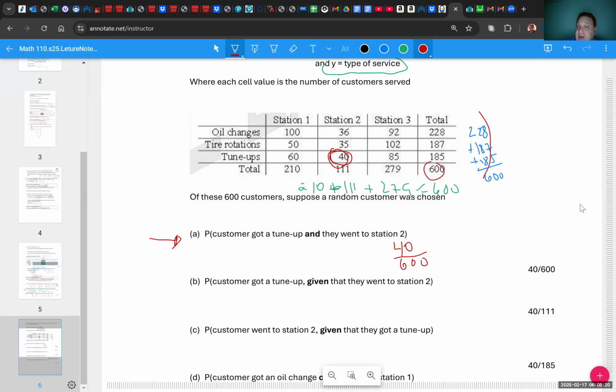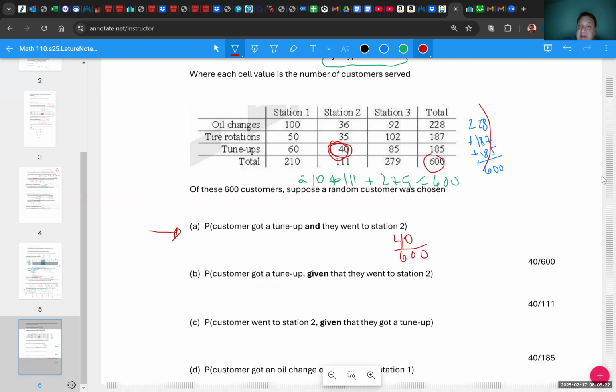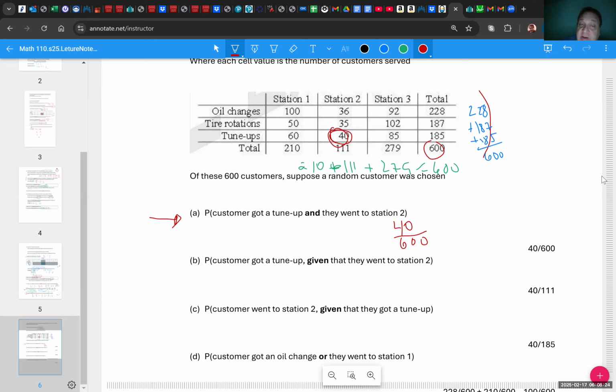All right, let's change the wording a little bit. Let's say, what's the probability that the customer got a tune-up given that they went to station 2? Notice that I have "given" here instead of the "and" from before. Given that they went to station 2 means that station 2 has already happened. If they've gone to station 2, it's got to be one of these things. These are the only things for station 2. In fact, there are 111 services that were performed at station 2.